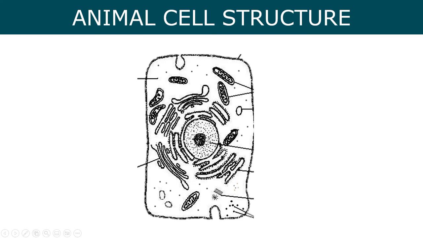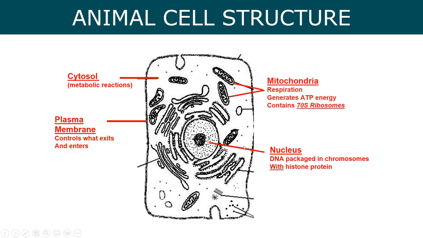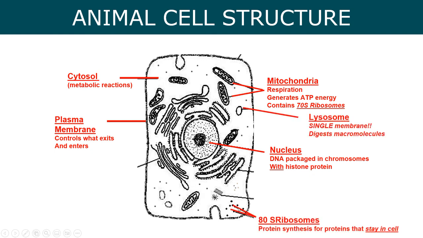And so if we take a step back, right, and we look at animal cell structure, we know that all cells have the plasma membrane. We all have cytosol. The easy organelle to point out is always the nucleus. And then we've got mitochondria, which do respiration and are responsible for energy generation. You also have things like the ribosomes, right?